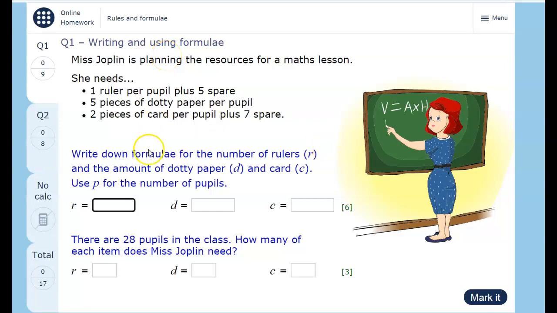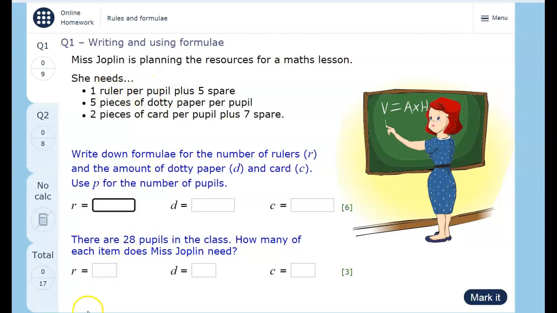Right, this is just a quick go through rules and formulae on MyiMaths, showing you how to do the questions here. So it says Miss Joplin is planning resources for a lesson. She needs one ruler per pupil. Well, one ruler per pupil, that's kind of like 1 times the number of pupils. And then 5 spare, so add an extra 5 on. So if there was 10 pupils, she would need 1 ruler per pupil, so 1 times 10 plus 5 extras, so it would be 15.